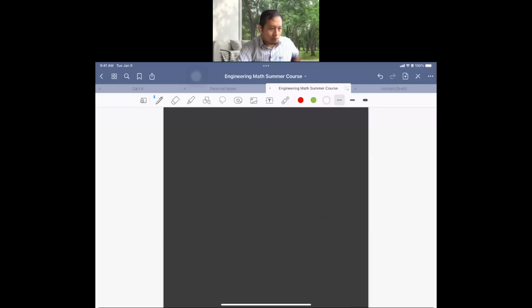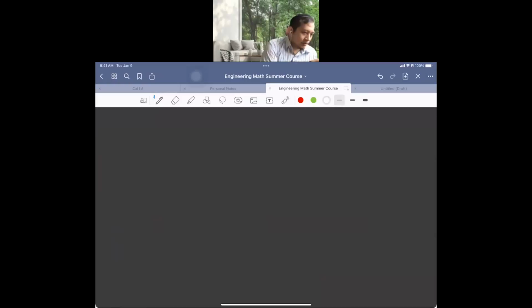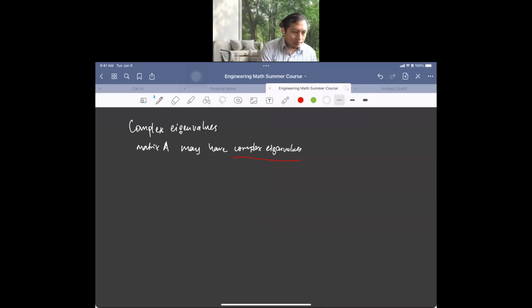Continue to the section on matrices that may have complex eigenvalues. So matrix A may have complex eigenvalues. Okay, so let A be a square matrix. Square means the same number of rows and columns.